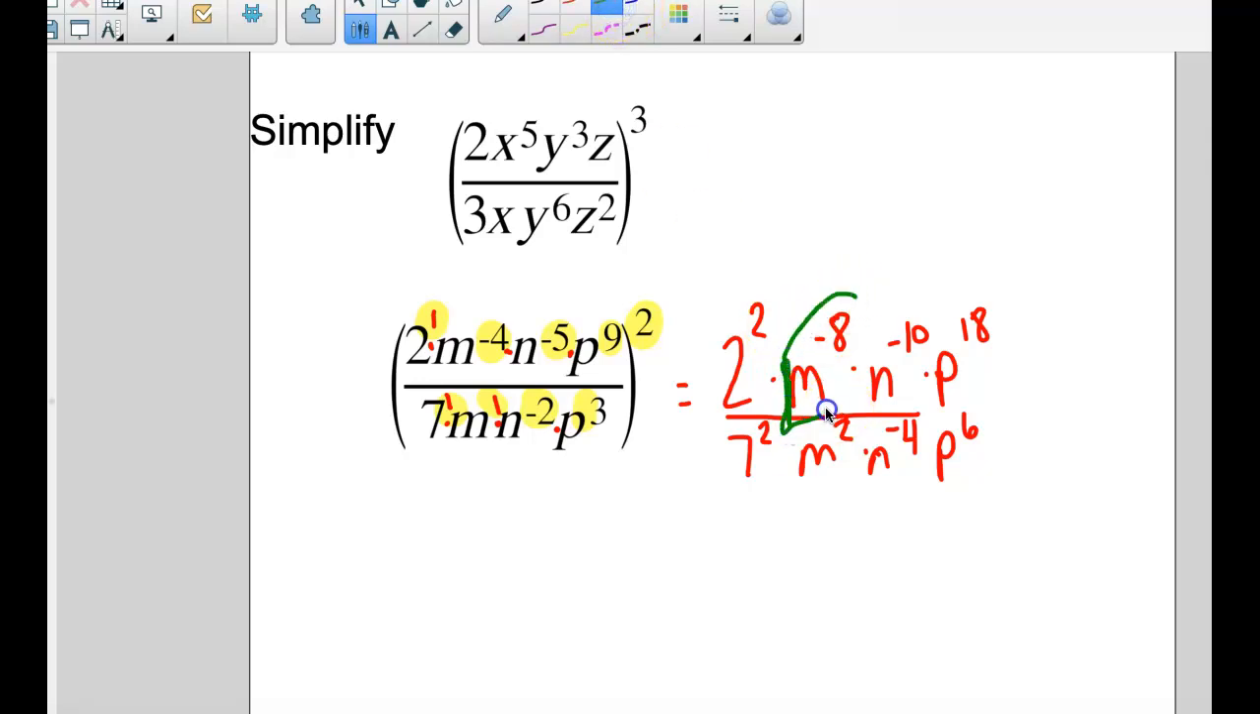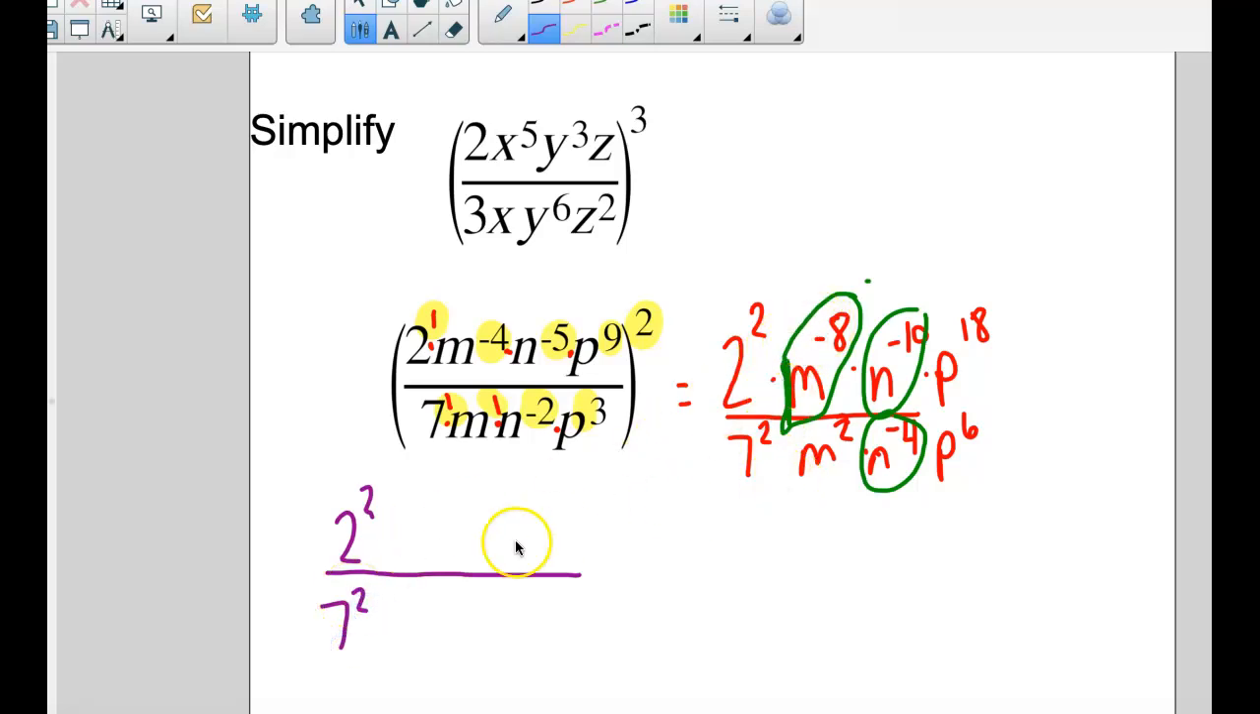So I've got this m that I need to move, and then I have this n that I need to move, and I have this n that I need to move. The top ones are going to move down, this bottom one is going to move up, so it's going to look like this. That 2 squared stays and that 7 squared stays. My m to the 8th is going to come down, and I already have the m to the 2nd down there, so it's going to look like this down there. My n's are essentially flip-flopping places, so my power of 4 comes up, and my power of 10 goes down. My p's don't move anywhere because those have positive exponents, so my 18 and my 6.